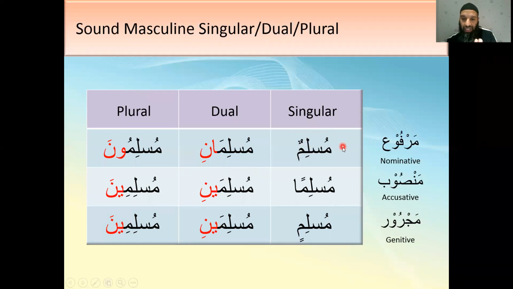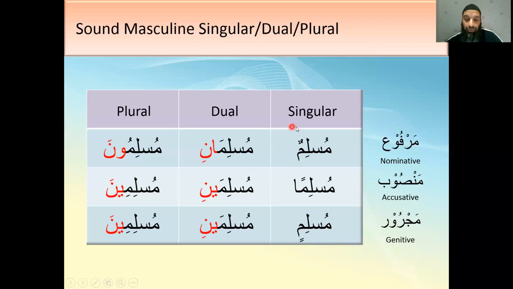So Muslimun, everybody happy, that's marfu because it's got the sign there. Double dhamma or single dhamma is marfu. But now I need you to know that was only true for singular words. That sign that you see, the ending, this one here, that one there, is only true for singular words.